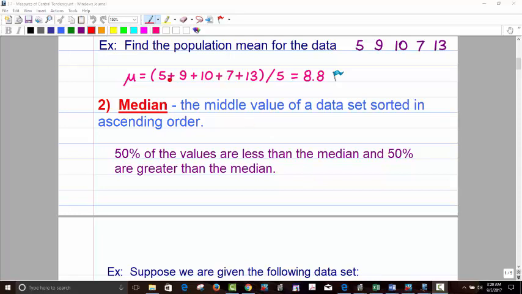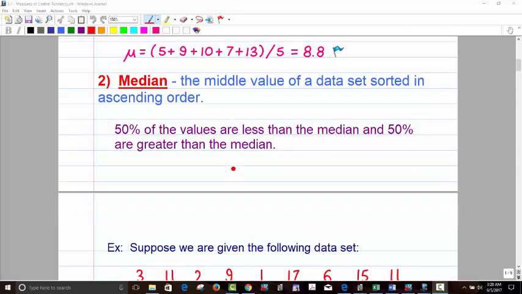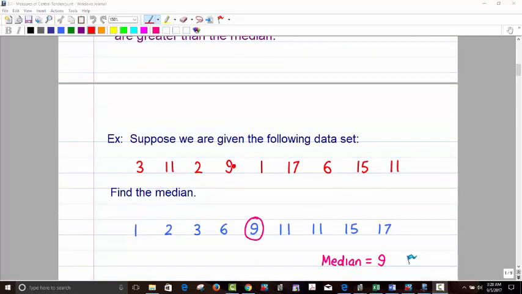So unlike the mean, where you take 5 numbers and add them up, the order would not matter. The addition property is commutative, meaning you can change the order. But this is a little bit different. This is more of a measure of ranking, so you would have to have them in order.